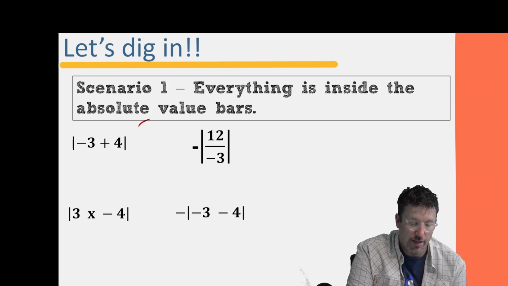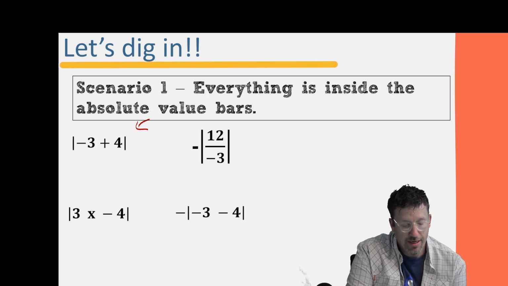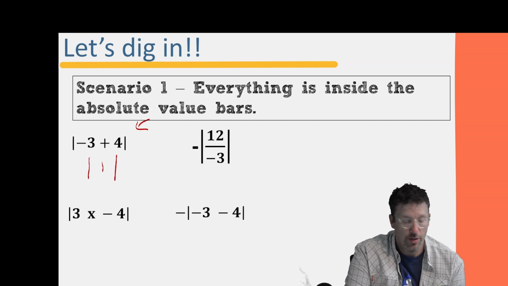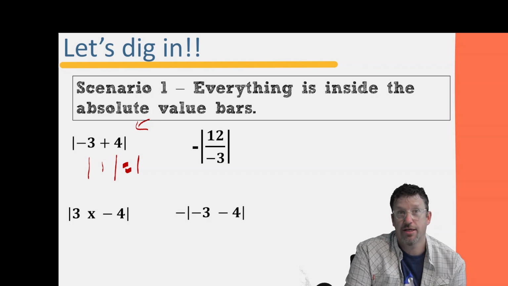All right, so this one would be, what is -3 plus 4? If I had -3 and I gained 4, then my answer would be 1. But I'm still wanting to know, because I haven't solved the absolute value part, what is the absolute value of 1? Well, the absolute value of 1 is 1. That's how you solve that one.